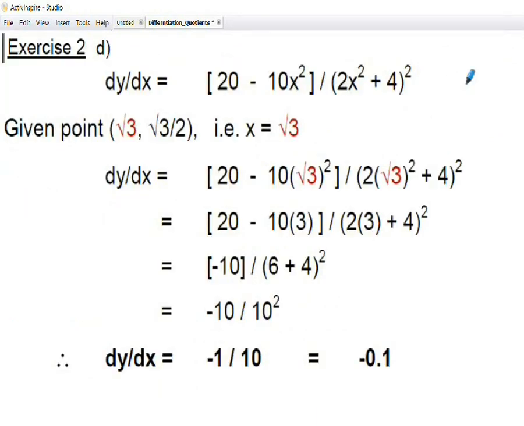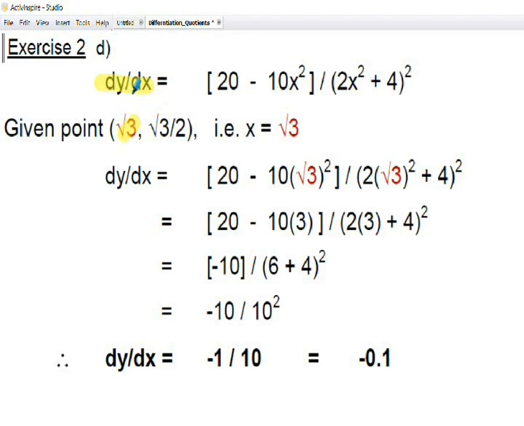Okay, continuing on, I repeated the top line for convenience here. Now we've got our first differential, dy by dx equals 20 minus 10x squared, all divided by 2x squared plus 4, all squared. I now have to find the dy by dx, the gradient, when the coordinate given is x is the square root of 3 and y is the square root of 3 upon 2.